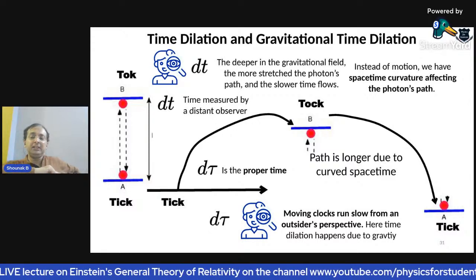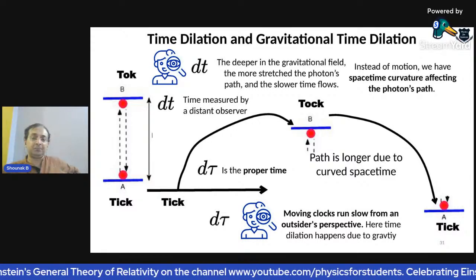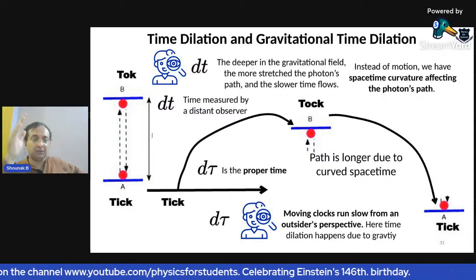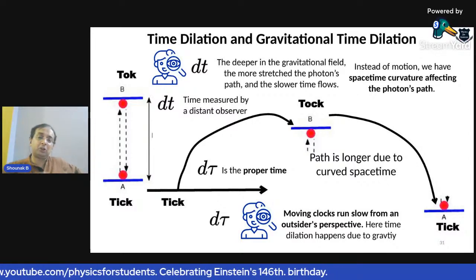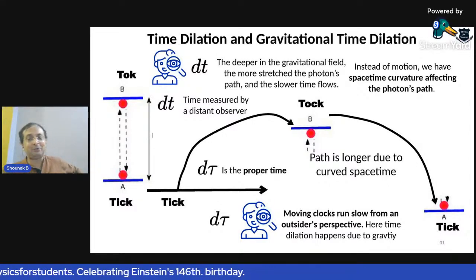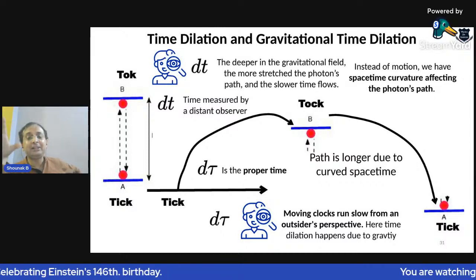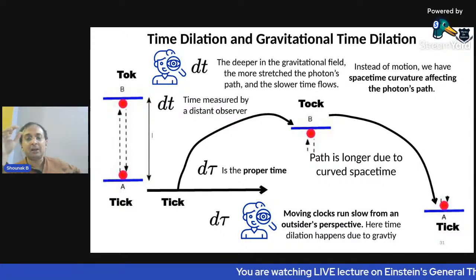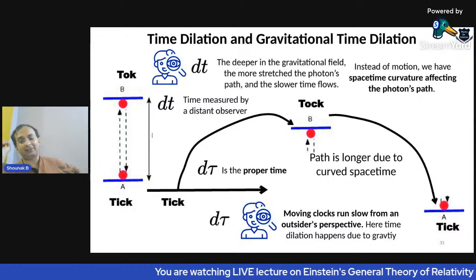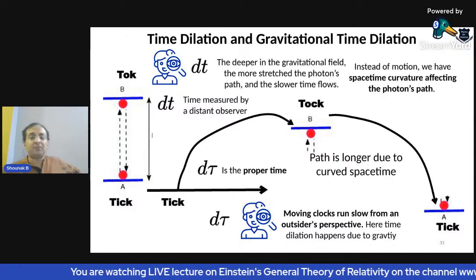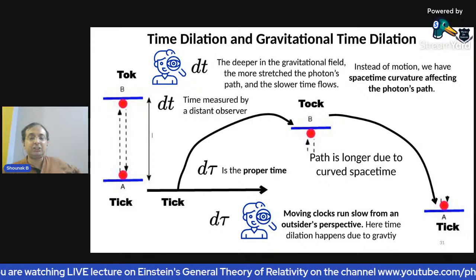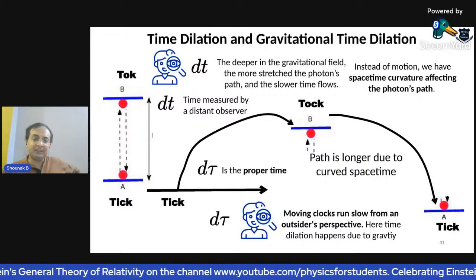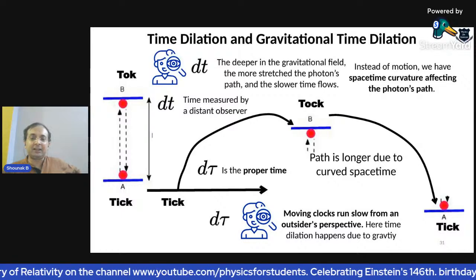Now here you see it happens because of the curvature. Because if the space is very much curved, then the tick will happen over there and the tock will happen over there. So it is because, instead of motion, we have space-time curvature affecting the photon's path. And this is why it is called gravitational time dilation. So time dilation is happening in the same way, but here you can see the curvature is more.